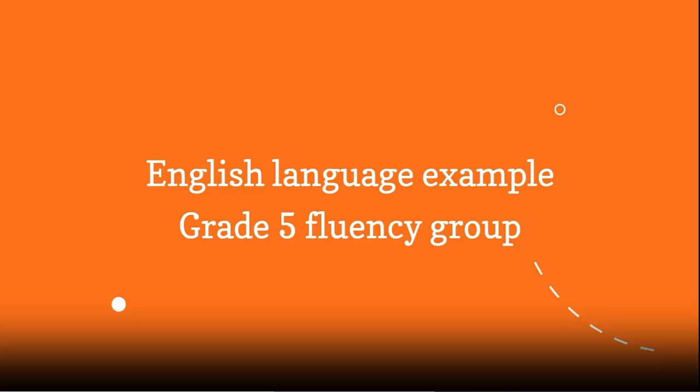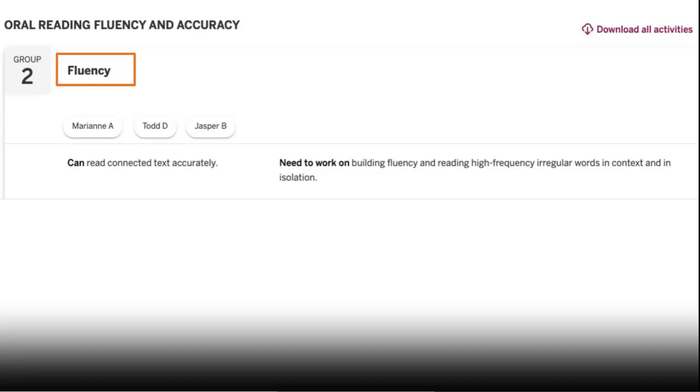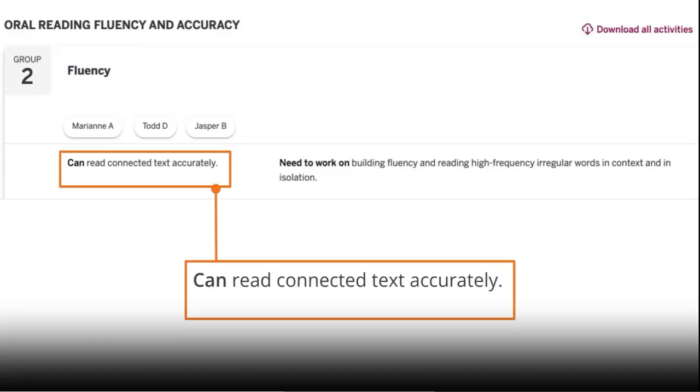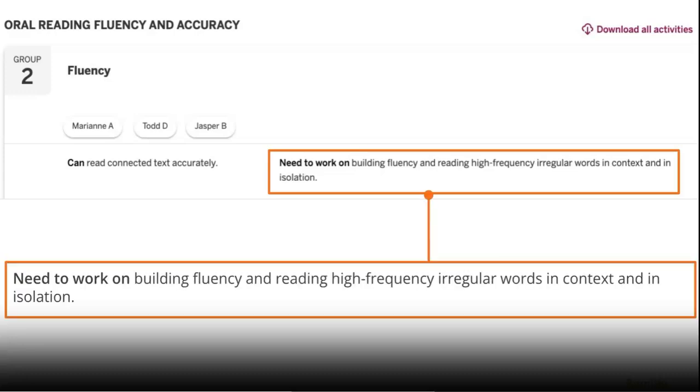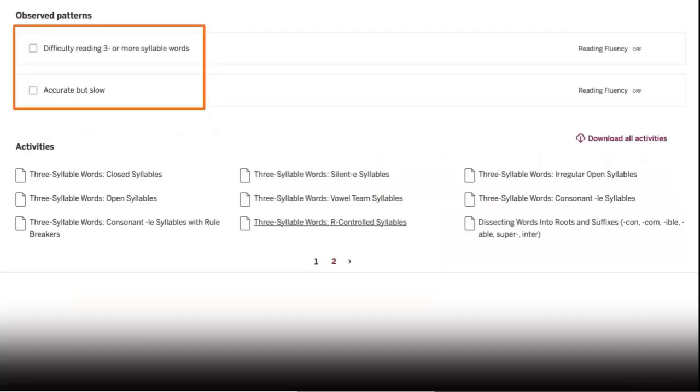Let's look at an example with older students. This is a group of 5th graders whose instruction is focused on fluency. These students can read connected text accurately, and they need to work on building fluency and reading high-frequency, irregular words in context and in isolation.